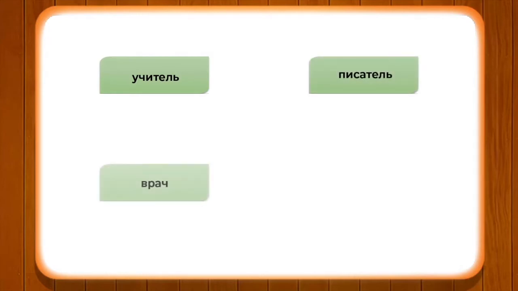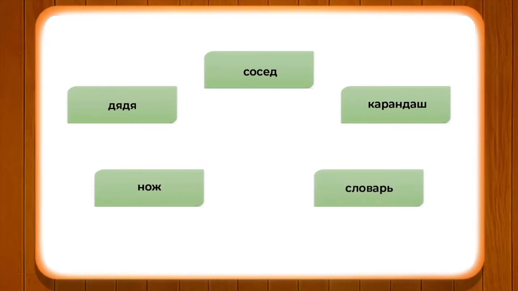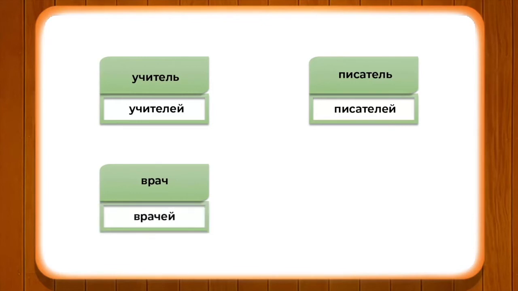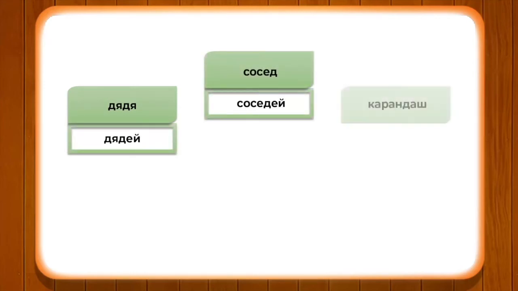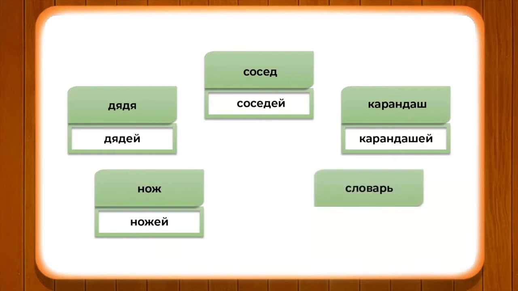Now, let us go ahead and pay attention to a few more examples. Учитель, писатель, врач, товарищ, дядя, сосед, карандаш, нож, словарь. According to the rules, учитель would change into учителей, писатель would change into писателей, врач would change into врачей, товарищ would change into товарищей, дядя would change into дядей, сосед would change into соседей, карандаш would change into карандашей, нож would change into ножей, and словарь would change into словарей.